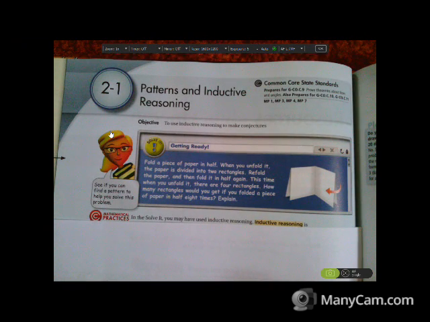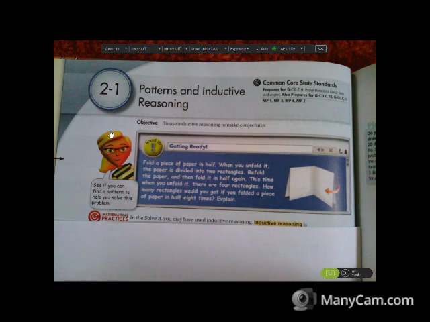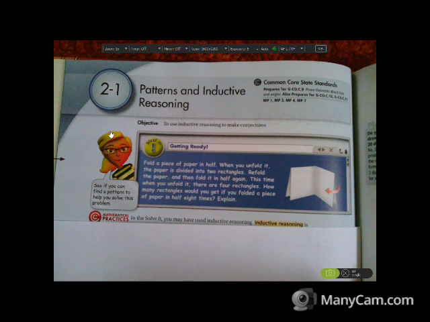Alright, so this is chapter 2.1, Patterns in Inductive Reasoning. Let's look at the solve. It reads, fold a piece of paper in half. When you unfold it, the paper is divided into two rectangles. Refold the paper and then fold it in half again. This time when you unfold it, there are 4 rectangles. How many rectangles would you get if you folded a piece of paper in half 8 times?